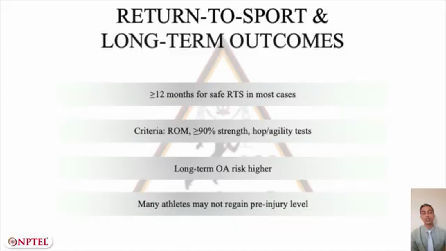Return to sport usually takes a minimum of 9 to 12 months of a structured and well-planned rehab protocol. The criteria include full range of motion in weight bearing, more than 90% strength symmetry between the injured and the uninjured limb, and passing the functional test without any hesitation and with good quality of movement.